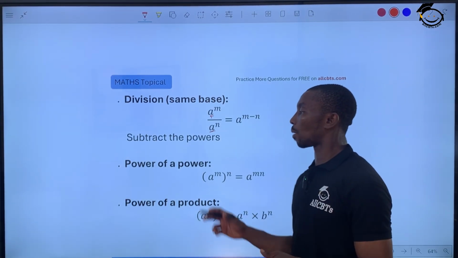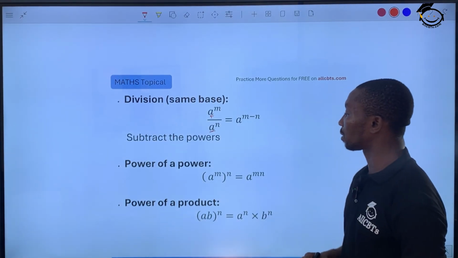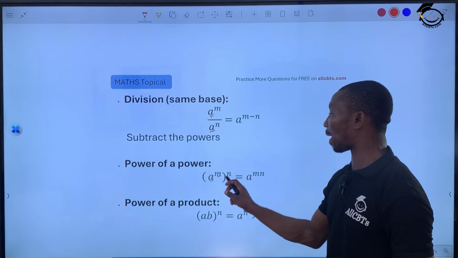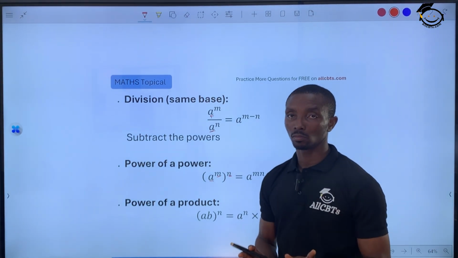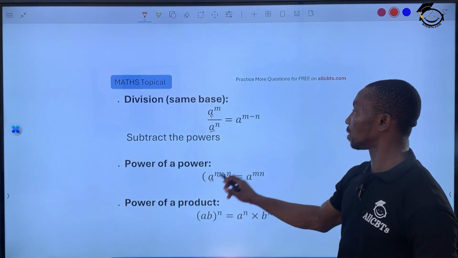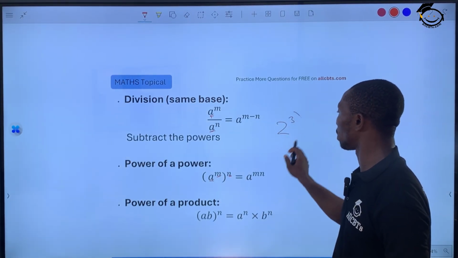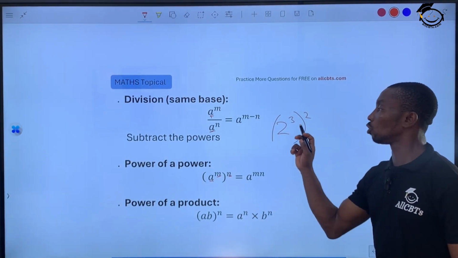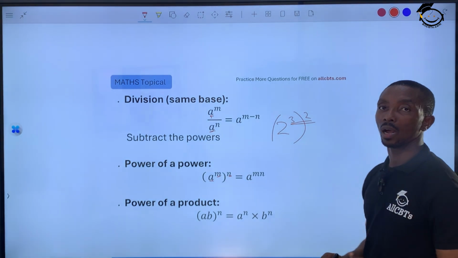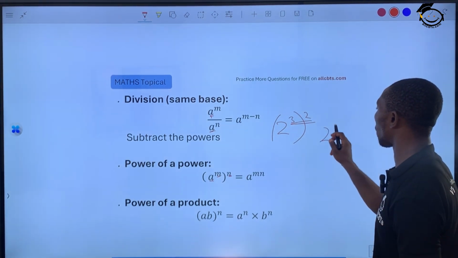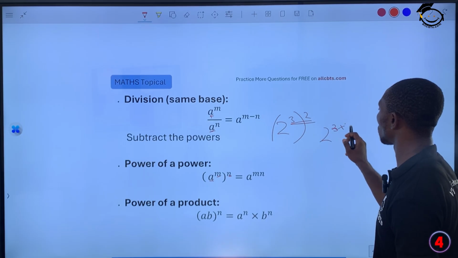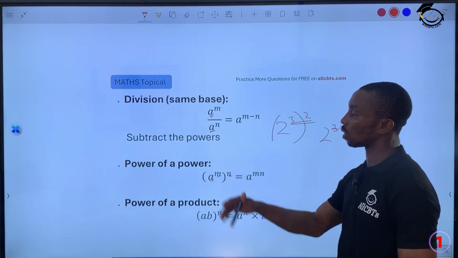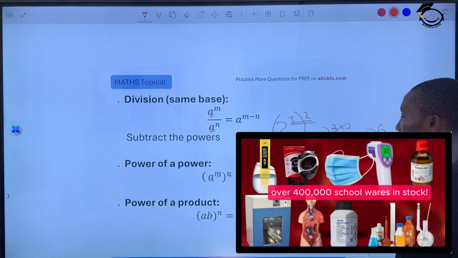Now, looking at our power of powers, all right, a single base with an exponent all raised to another exponent. Okay, a single base, say 2 raised to power 3, all raised to power 2. Now, in this case, we do what? We multiply our exponents, which gives us 2 raised to the power 3 times 2, which is 2 raised to the power 6. Okay, so that's what our power of powers is talking about.